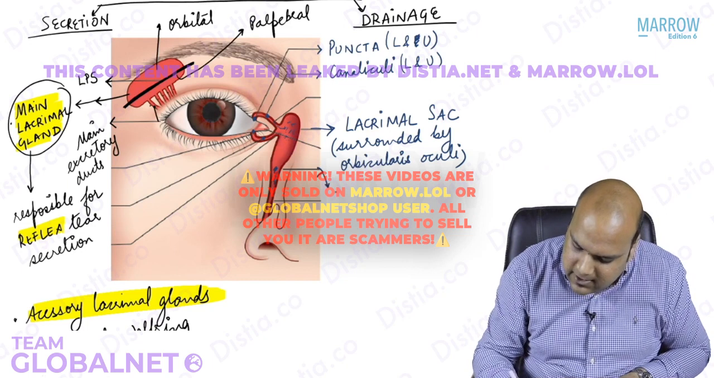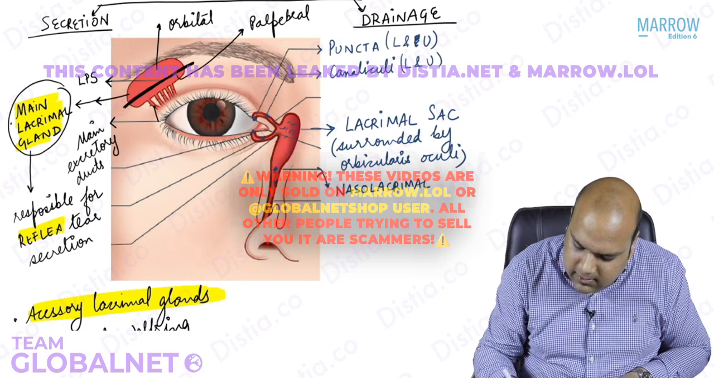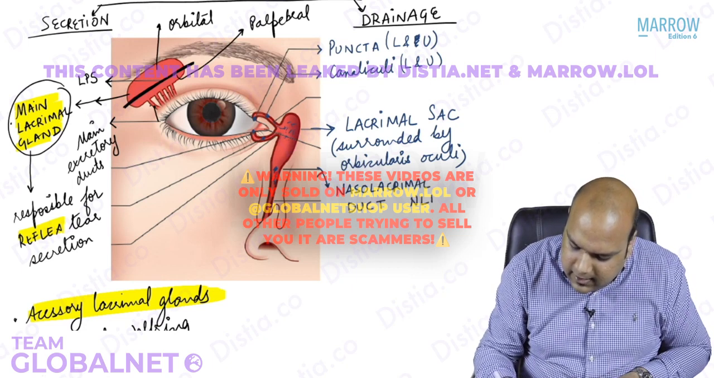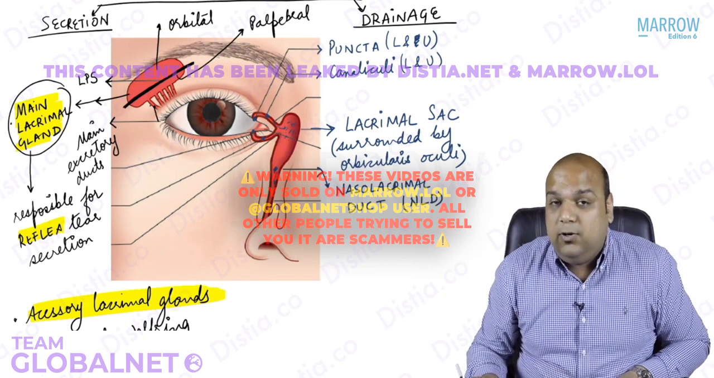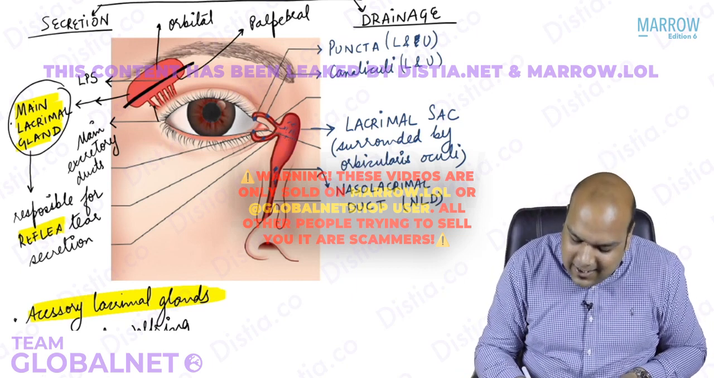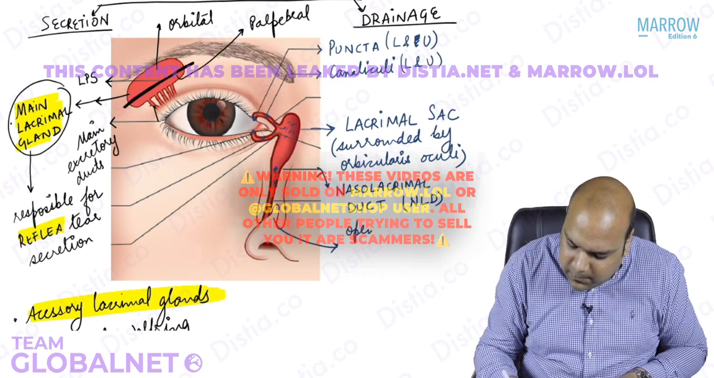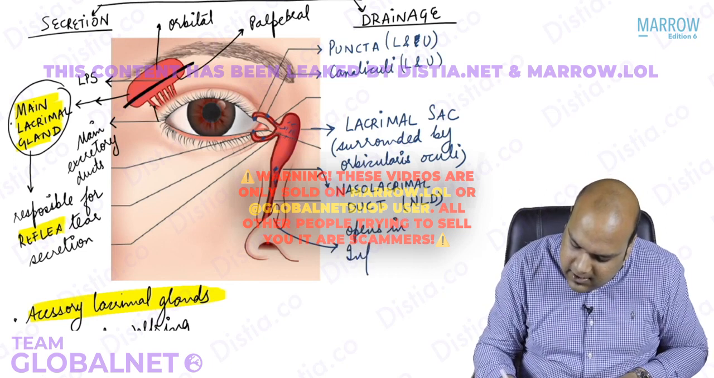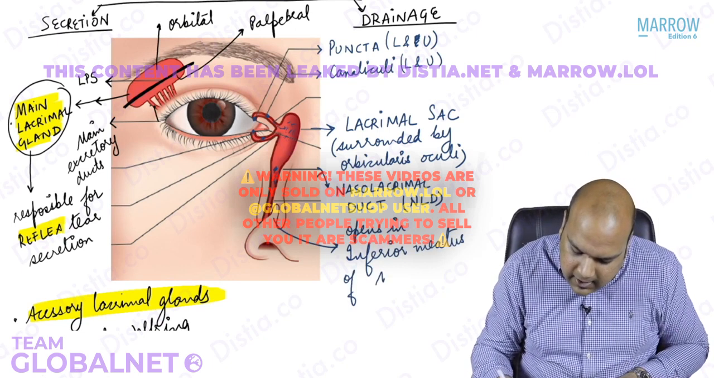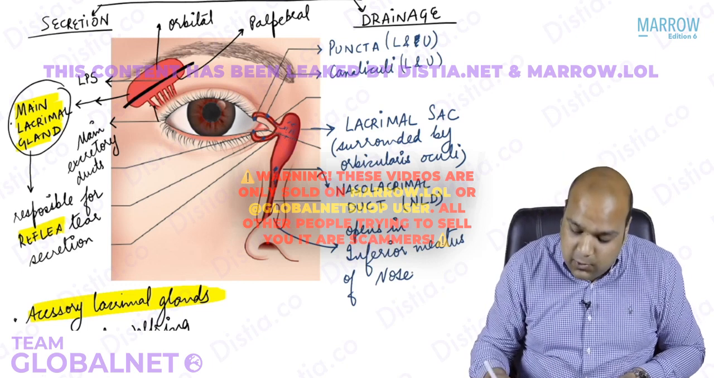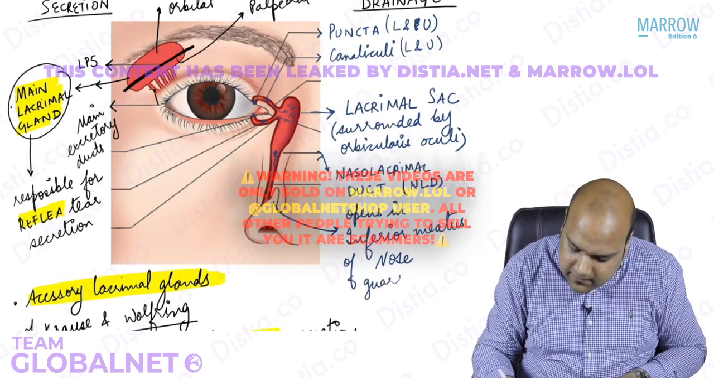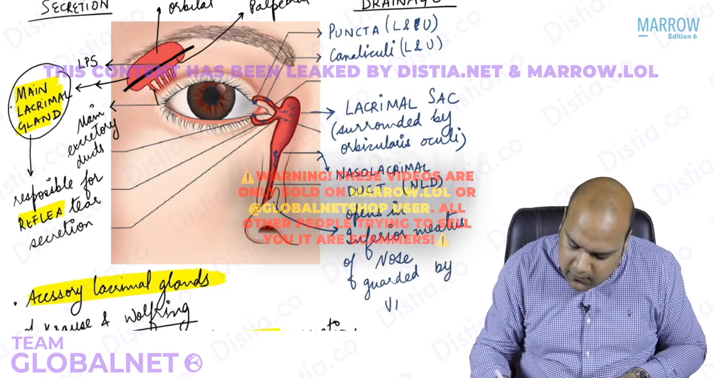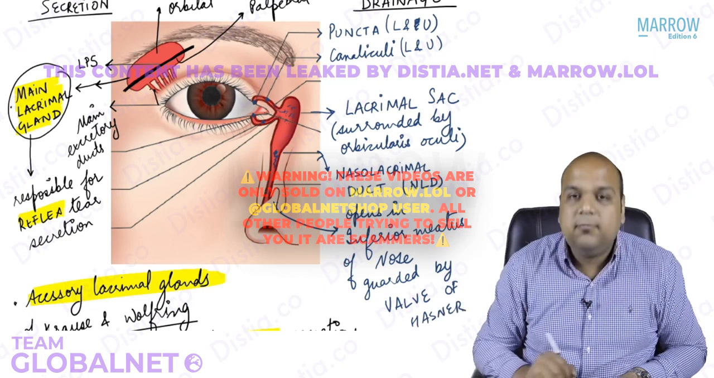What is this now, everybody? This is called the nasolacrimal duct, NLD. Now we all know through our ENTs, I hope, that the NLD opens in the inferior meatus of nose. NLD opens in the inferior meatus of nose, guarded by valve of Hassner. Yes or no?